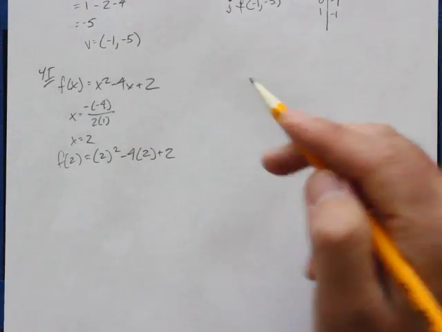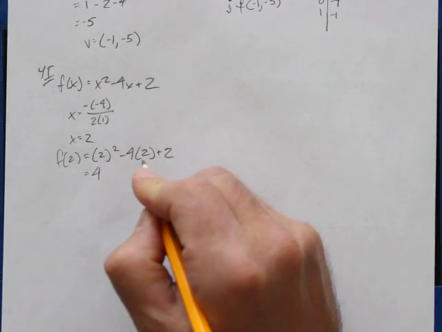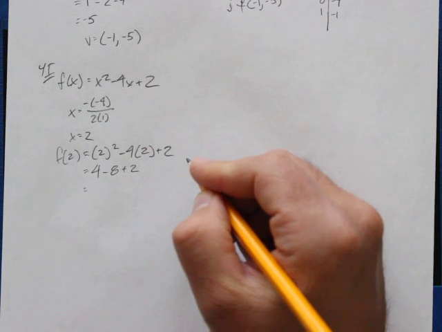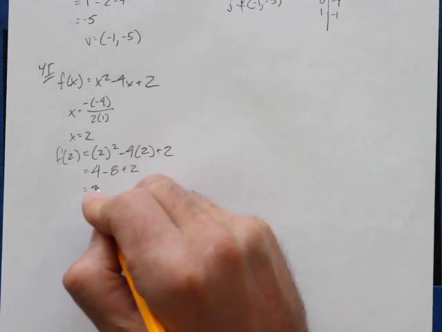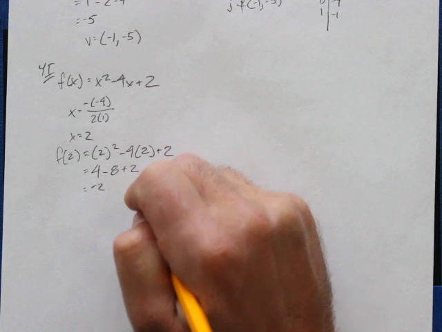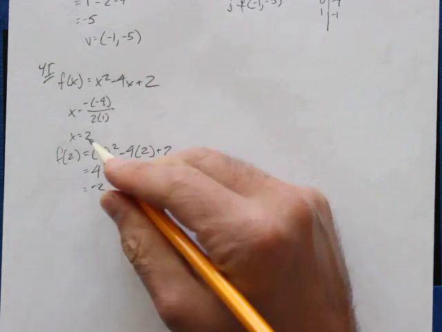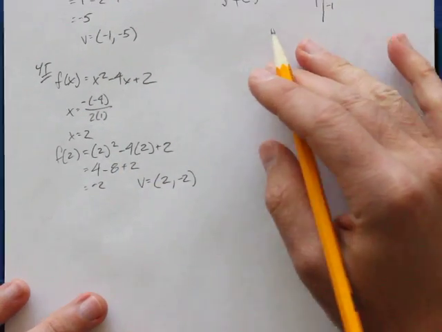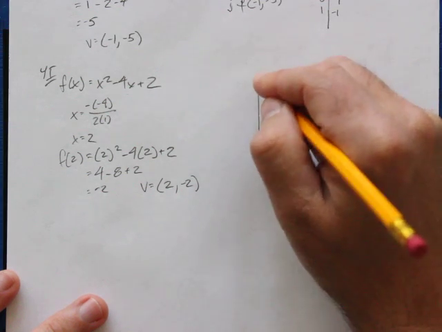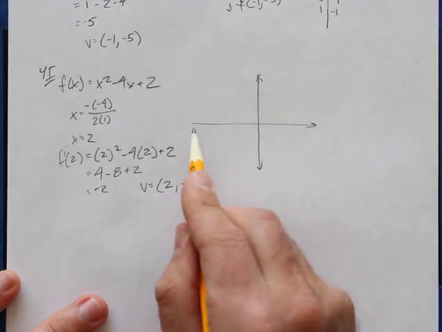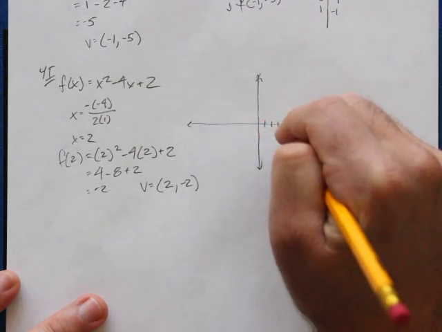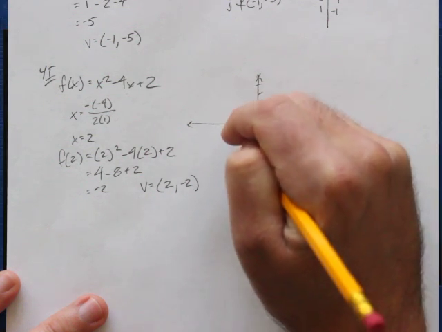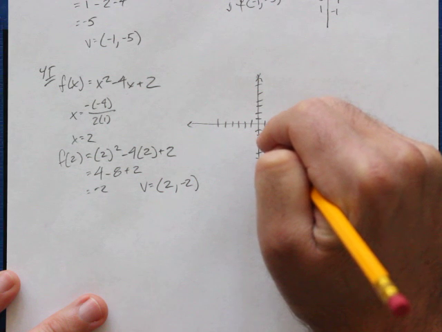And that's what that should look like. 2 squared is 4, minus 8 plus 2. 4 minus 8 is negative 4, plus 2 is negative 2. So my vertex is positive 2, my x value, and then when x is 2, y is negative 2. There's my vertex. Let's plot this guy. Negative 2. There's my vertex.